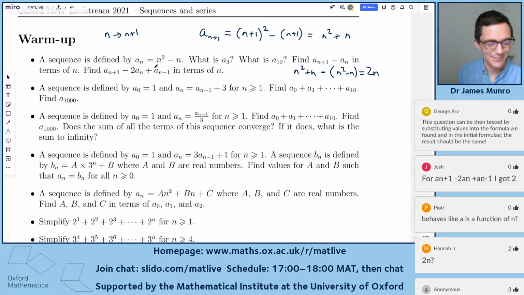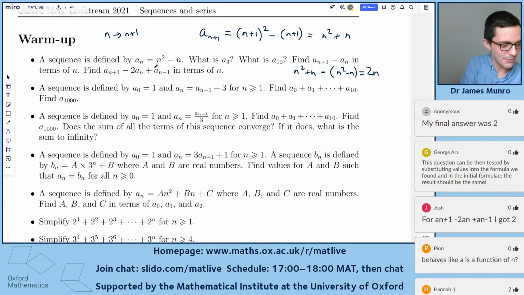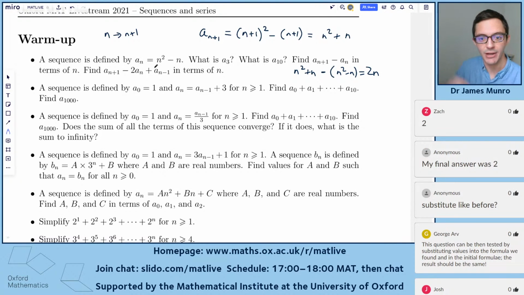Ooh, I've got something a bit like that on my worksheet of trying early values. People are getting 2. Yeah, people want to substitute like before. Oh, okay, I love this. Oh no, chat's lagging for me. There we go. Final answer was 2. Somebody else says substitute like before. It's a good idea. I like that. You can go and plug everything in.